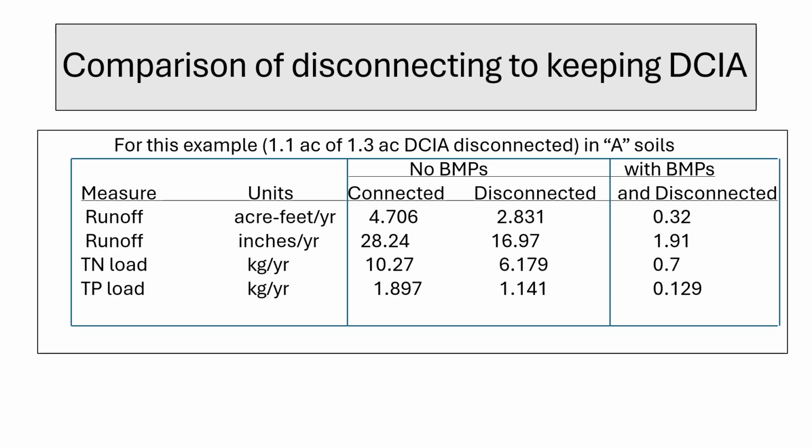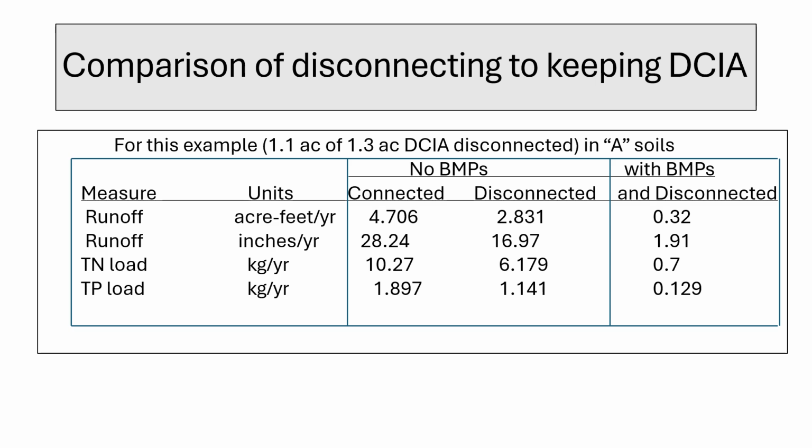The total nitrogen load is approximately 10.3 kilograms per year, and the total phosphorus load is around 1.9 kilograms per year. Simply disconnecting this DCIA significantly reduces these values. The annual runoff drops to 2.8 acre-feet, or about 17 inches.